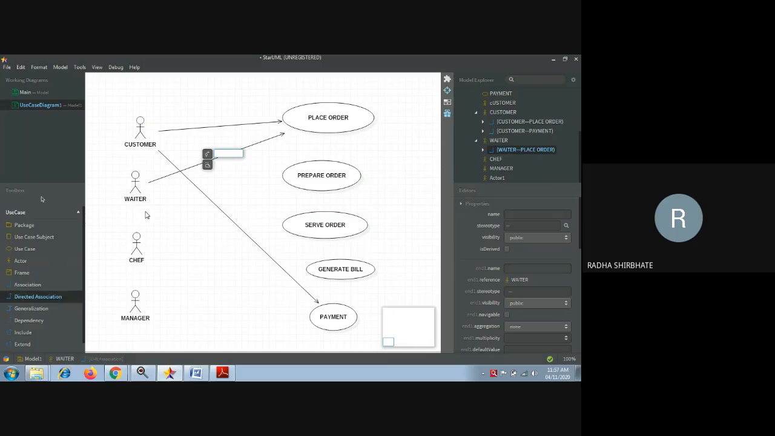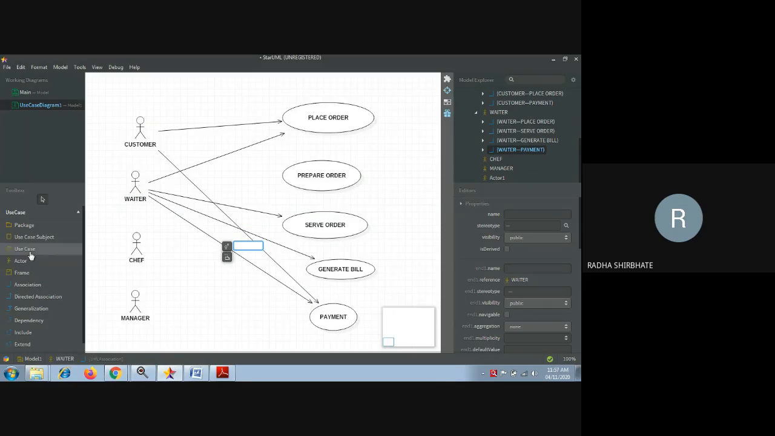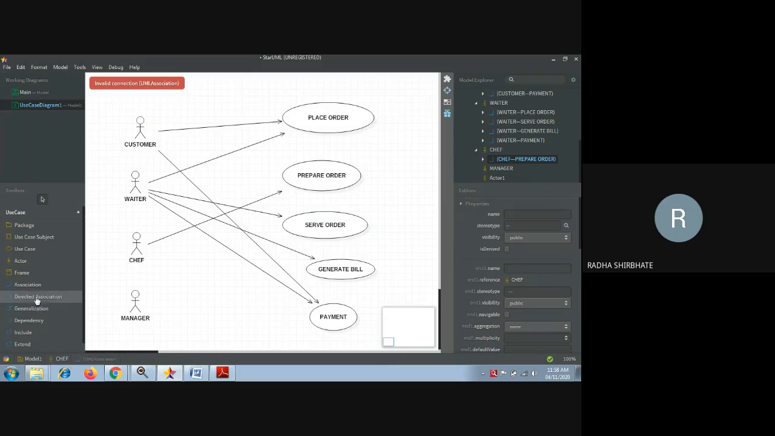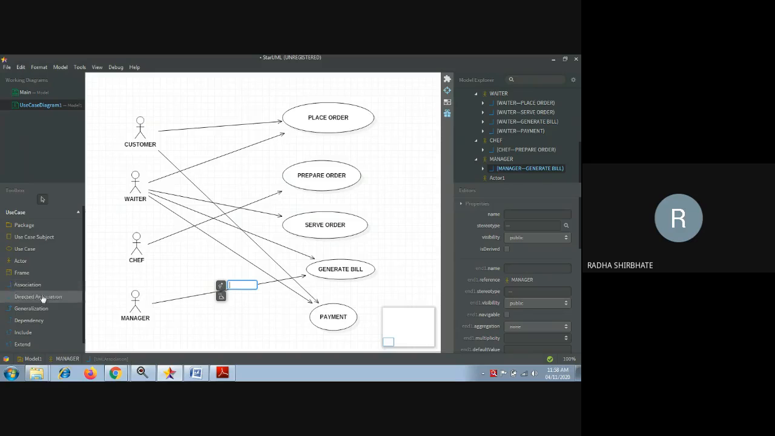Next, he can serve the order, then he will generate the bill also, and he will accept the payments also. So we may show his relationship towards the payment also. Now chef is a person who is going to prepare your order, so we will show his relationship over here. Now manager again, he will generate the bill and check the payments. So we will show its relationship like this one.